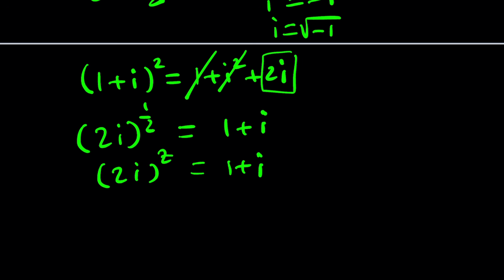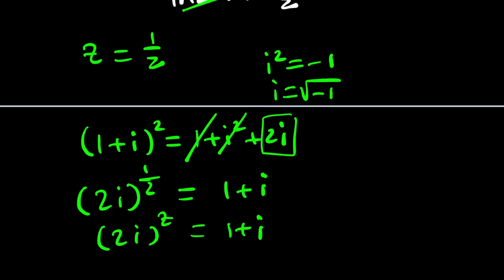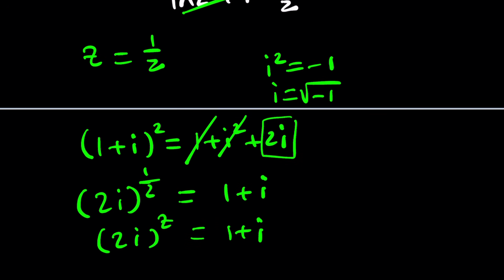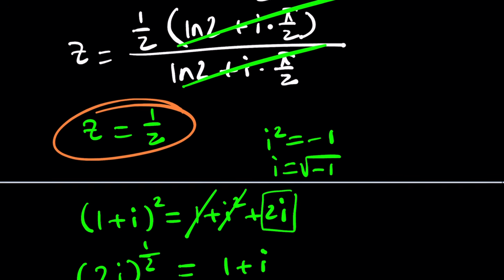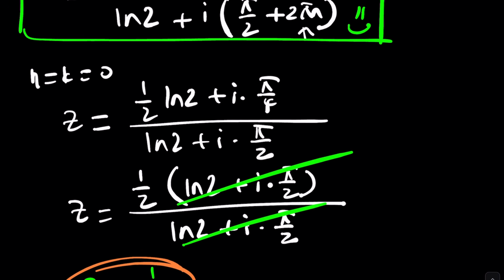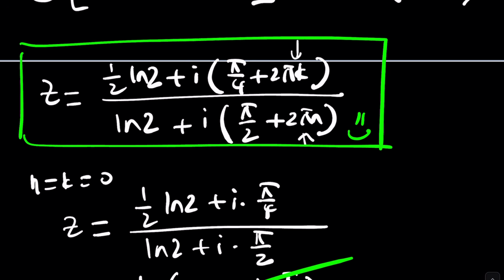Of course, z equals 1/2 is not the only solution. It's just one of the solutions, probably the most obvious one. But of course, if you're looking for a general solution, then you must write the answer this way.